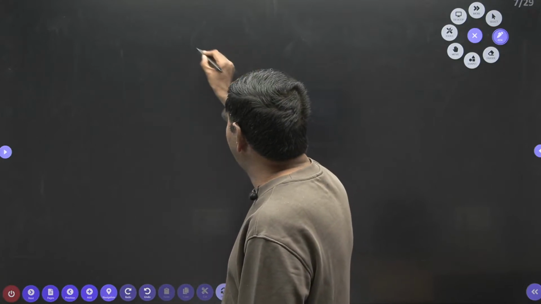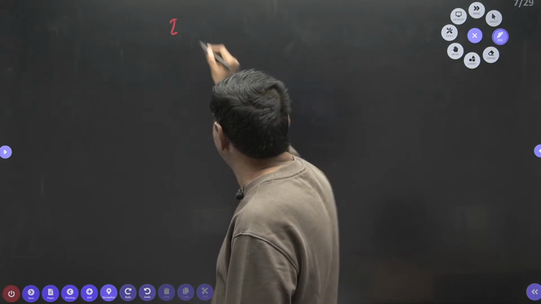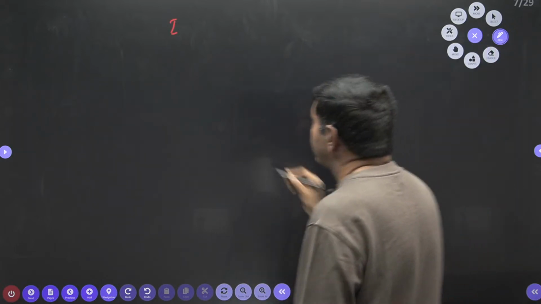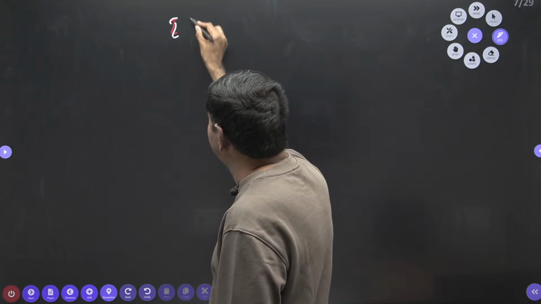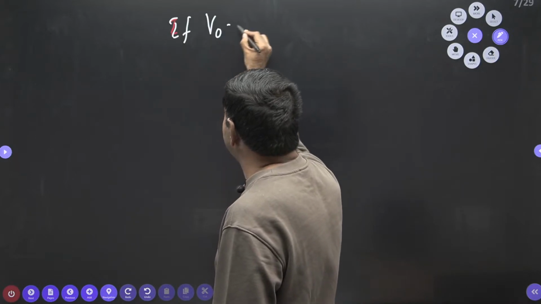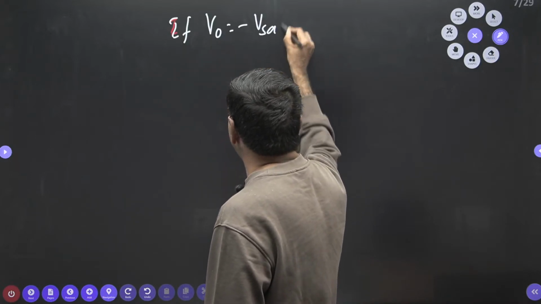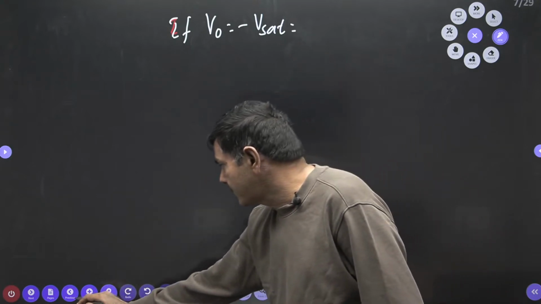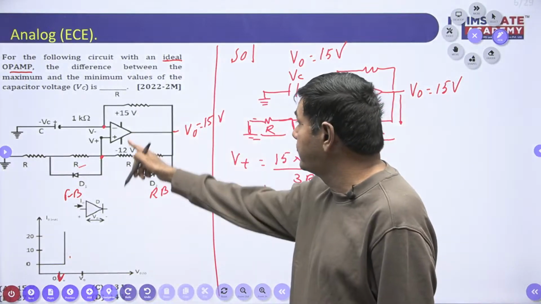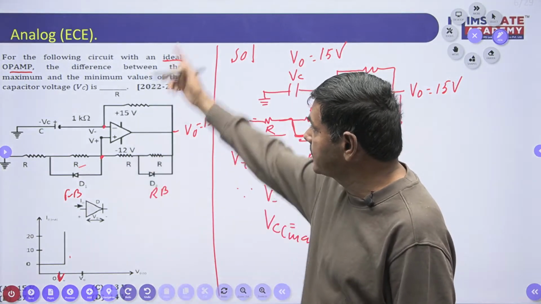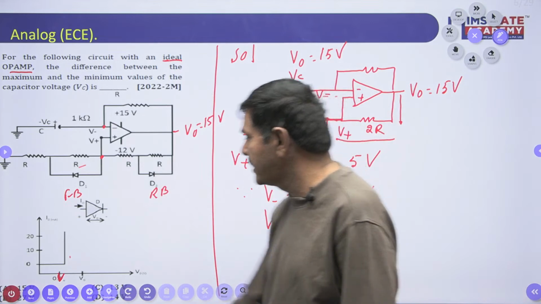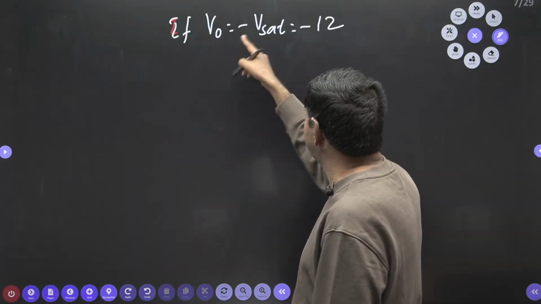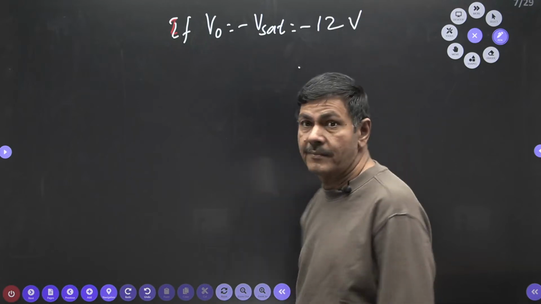I want to draw it for the case where V naught equals minus V sat, which I have taken here now. What minus V sat is given in the problem, you please check it. What minus V sat is given? Minus 12 voltage is given. Plus V sat is 15, and minus V sat is minus 12 voltage.